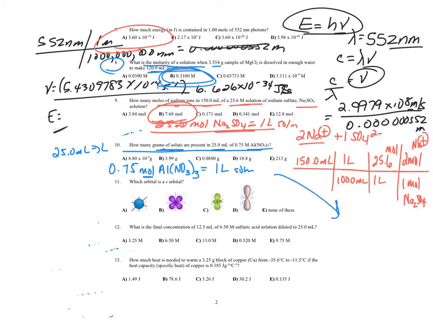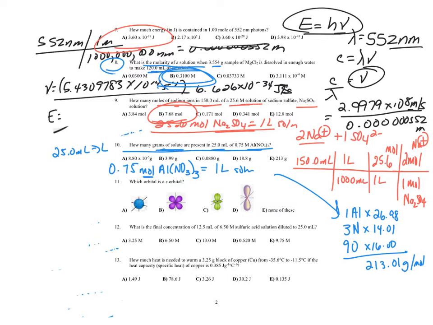I think some people are still having trouble understanding how to calculate molar mass. So do you see that this is 1 aluminum? Do you see that this is 3 nitrogen? And this is 9 oxygen. So if you take 1 times 26.98, 3 times 14.01, and 9 times 16.00, and you add all that up, you should get a sum of 213.01 grams per mole.